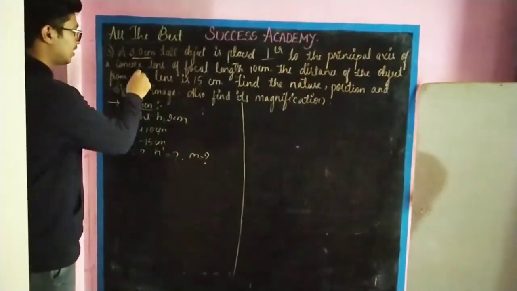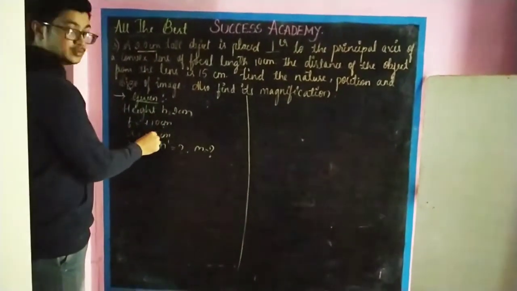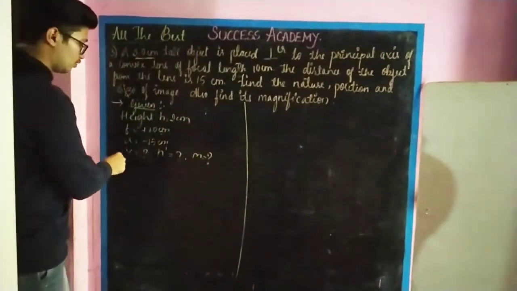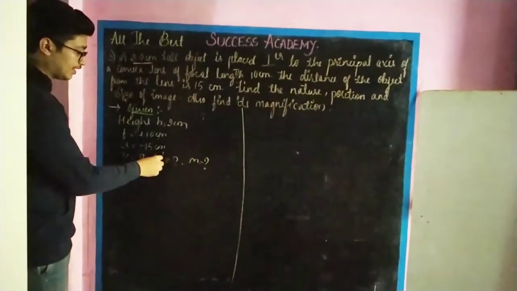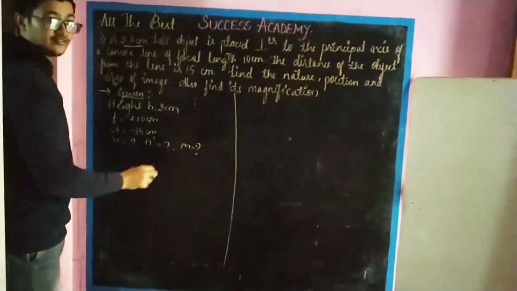As I have said earlier, in a convex lens we have to use object distance as negative. V, the image distance, we don't know, we have to find it, and the height of the image also we have to find, and the magnification.